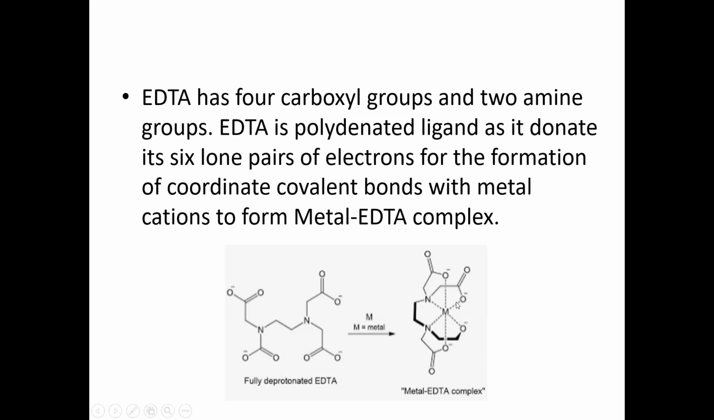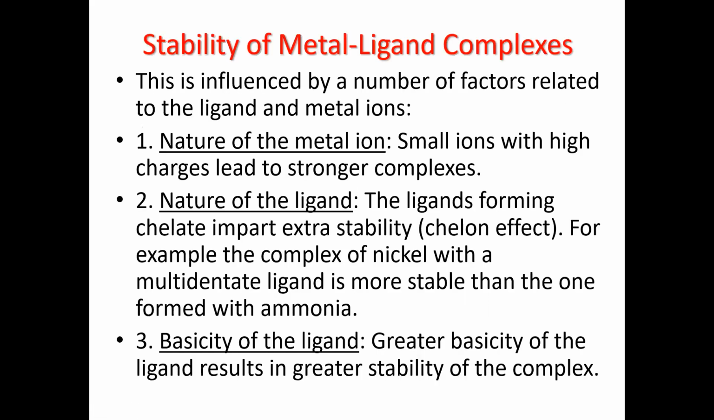Like we said before, it's a 5 or 6 membered ring when you form a chelate. So the stability of this metal ligand complex, how stable they are, is influenced by a number of factors. And these factors relate to the nature of the ligand, as well as the nature of the metal ion. So let's start with the nature of the metal ion. Small ions that have high charges have stronger complexes. So on the periodic table, we have some ions that are small in ionic size, but they have high charges. Such metal ions will form strong complexes.